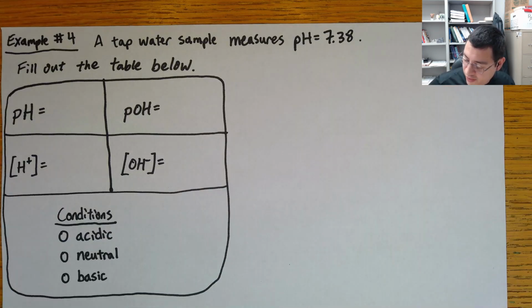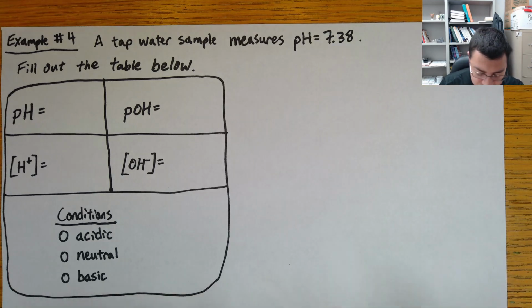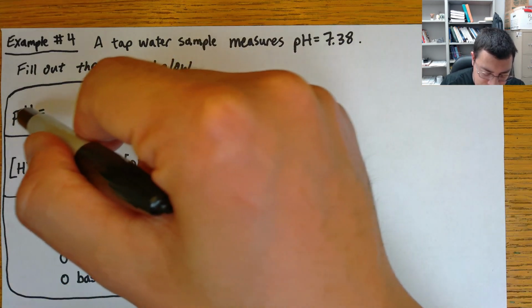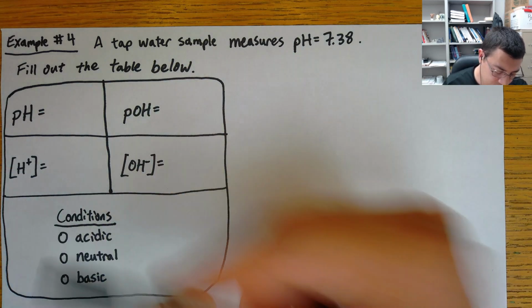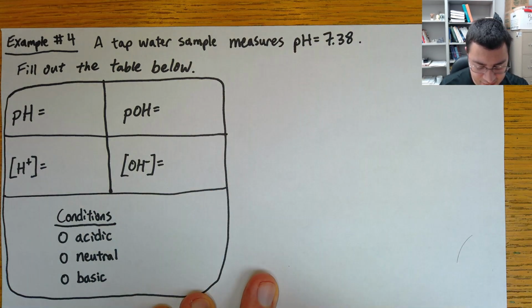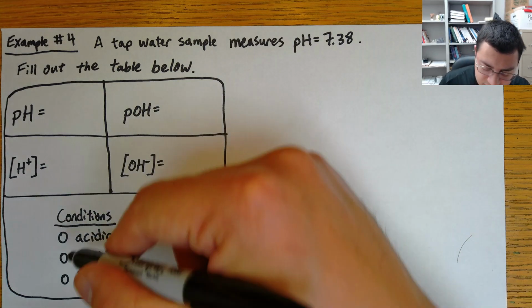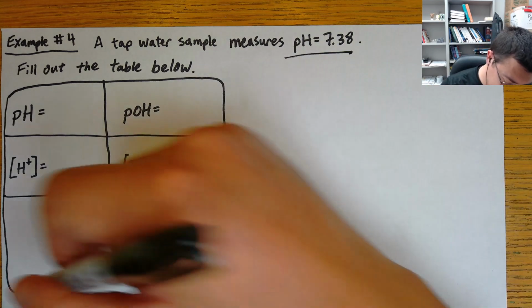All right, last example for the day. This is a question that sometimes you'll get on a homework or exam. They'll give you a pH or something, one of these 4 values, and then they'll ask you to calculate the rest of the values, and then maybe they'll just have you give a remark on the conditions of this aqueous solution. That's probably the easiest thing to do. We have a pH of 7.38. That's above 7, so it's basic.